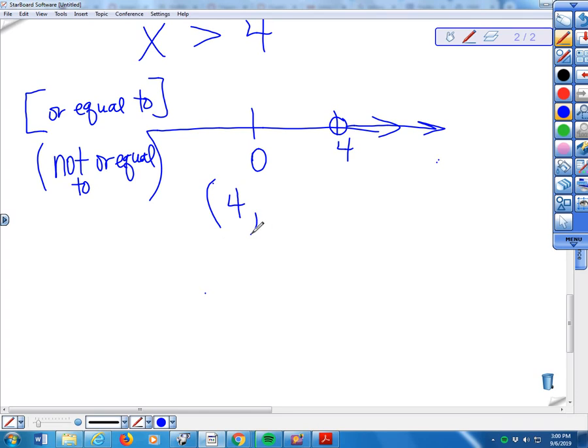So what number is forever to the right? Positive infinity. If it were to go to the left, negative infinity. So it's going to go from 4 to infinity, and infinity always has parentheses. Anybody have a guess why? Because can it be equal to infinity? Yeah, infinity is not a finite number, so it could never be equal to infinity. It's always going to go to infinity but never include it because it's never ending.